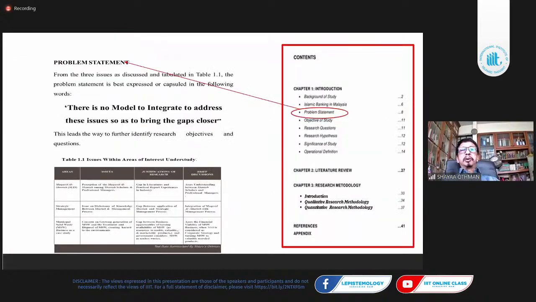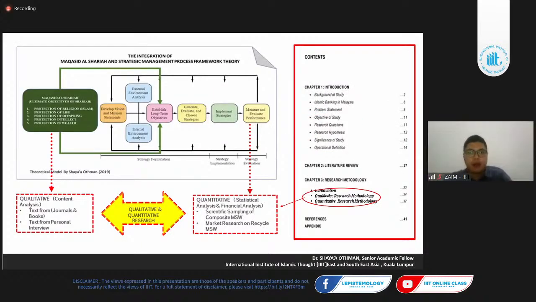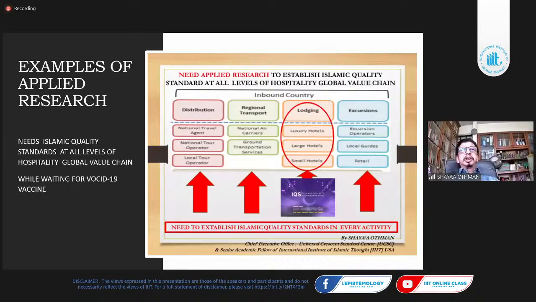You looked at a research proposal just now. This is an example here, and this is an example. One of the sisters mentioned applied research. This example is in terms of the Islamic quality standard. I think one of our participants looked into Islamic management, Islamic quality standard.